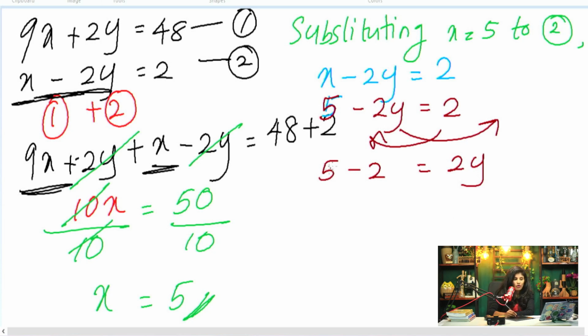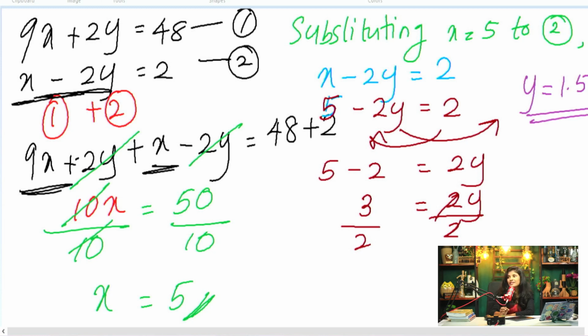So 5 minus 2 means what is the answer? That is 3 equal to 2y. So I will divide both sides by 2. Can you see it? Yes. 2 and 2 are simplifying. I will write the answer here. y is equal to 3 divided by 2, which as a decimal is 1.5. So we got the answers. x is equal to 5 and y equal to 1.5. That's it.